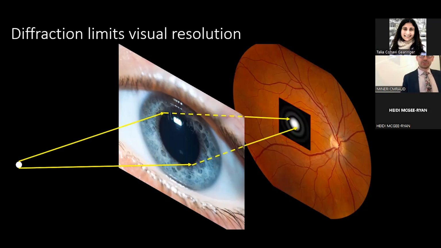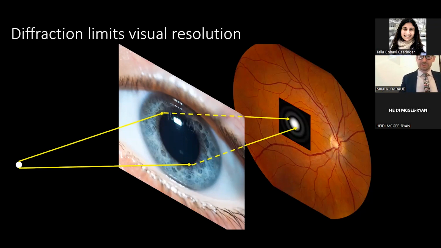That's because just like those water waves get bounced off the edge of that breaker wall, light as a wave also gets bounced off the edge of the pupil. So instead of having that nice little point exactly matched to a nice little point on your retina, it actually gets spread out a little bit. That's what we call an Airy disk.